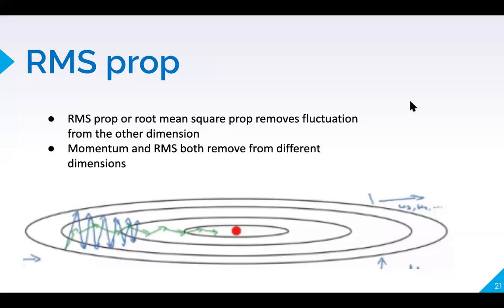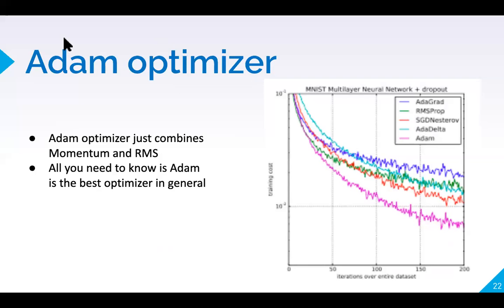So that was momentum and RMS prop. Now we're going to go over what the Adam optimizer does. The Adam optimizer essentially combines these two different optimizers. It combines RMS prop and momentum, and it takes both of them and uses their concepts. So it uses root mean square and also exponentially weighted averages. So it's in a way able to remove fluctuations from both dimensions, so that it's the most accurate and similar to batch gradient descent.